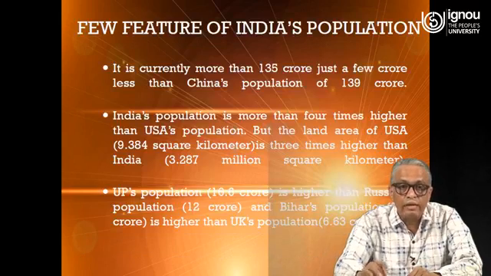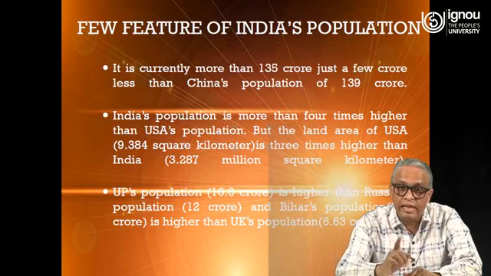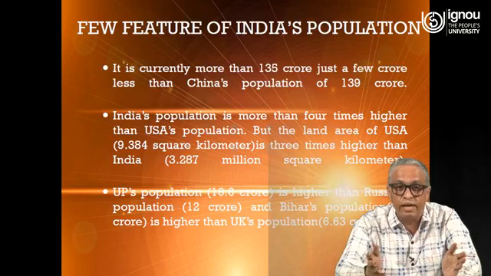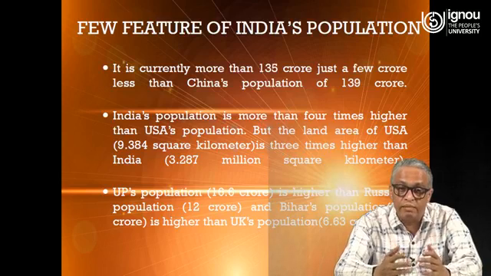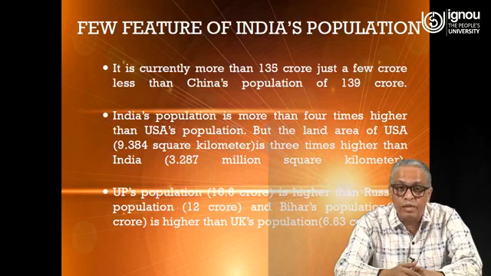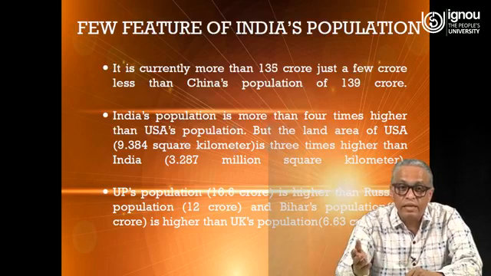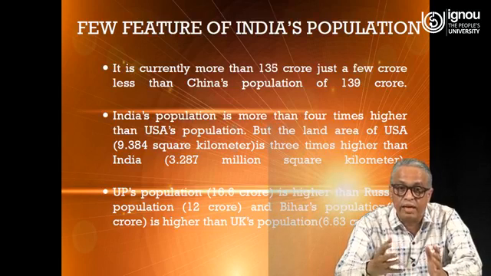It is a concern. And if you see what the features of Indian population are, we currently have a 135 crore population, and China has 139 crore, and it is estimated that by 2025 India will be the most populous country in the world. That means population is a major concern for us. India's population is more than 4 times that of the USA, but the land area of the US is 3 times that of India. So you see how our population density is increasing because of the rise in population.